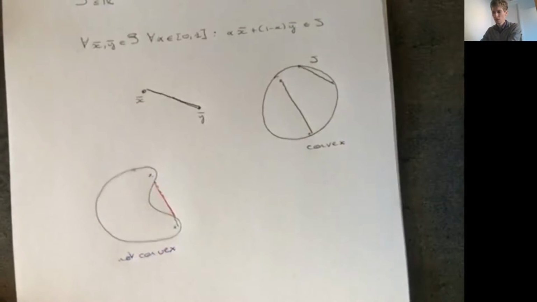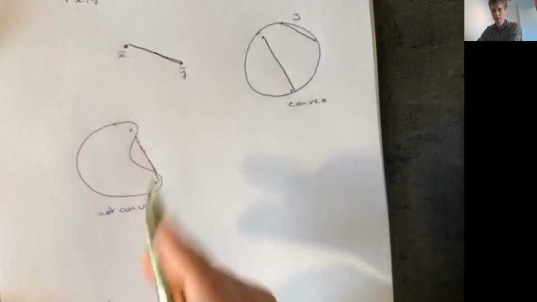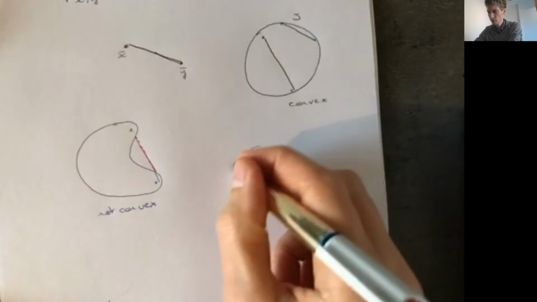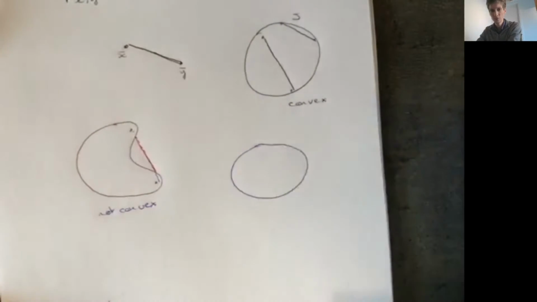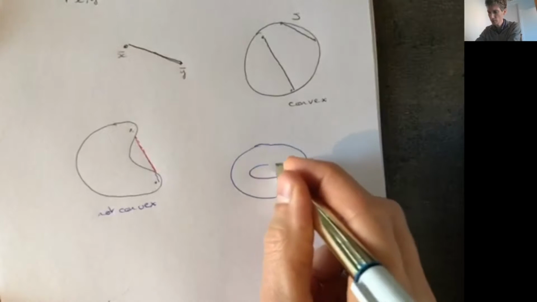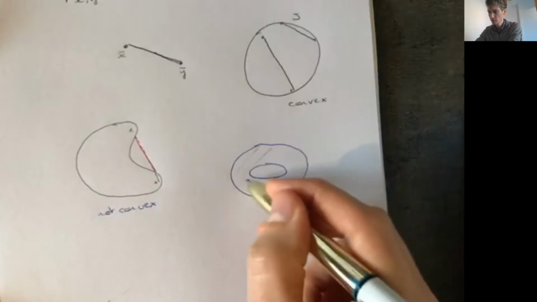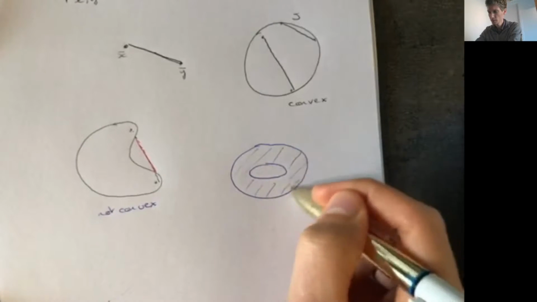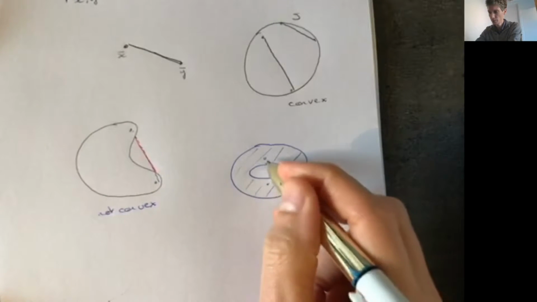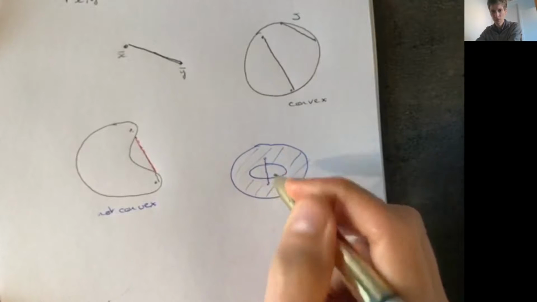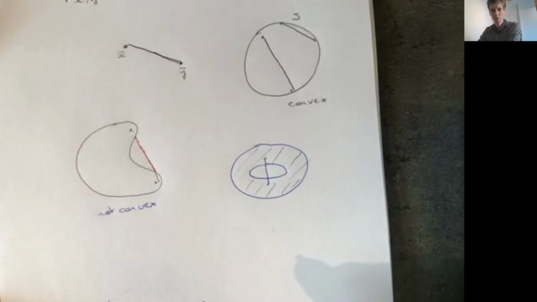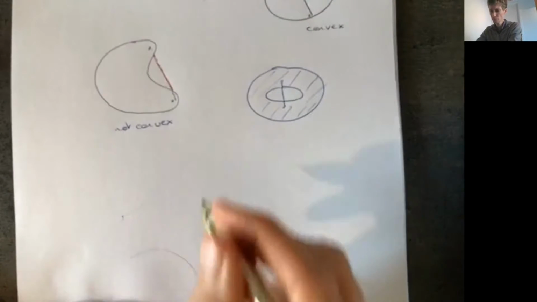You have many different shapes that are not convex. For example, this set would be convex, but if I cut out this piece here, then again this is not convex. Because I can, for example, find a point here and here, and then this line segment contains points that are not in the set.